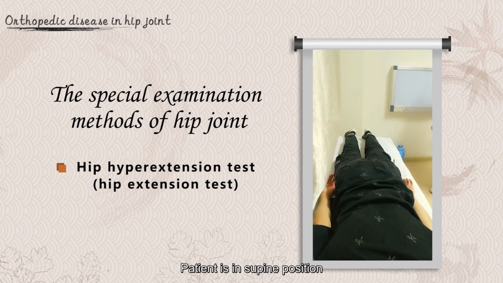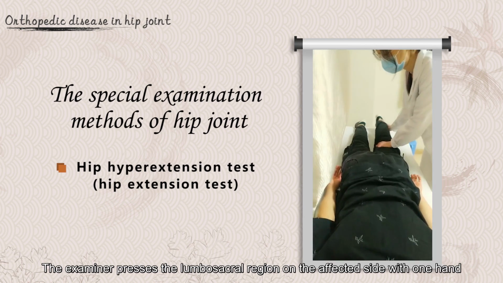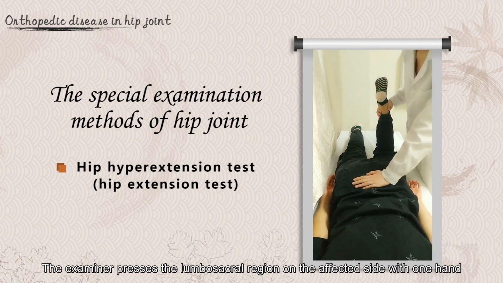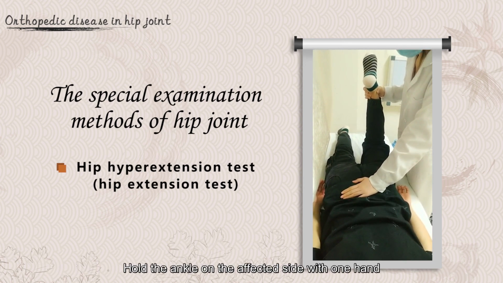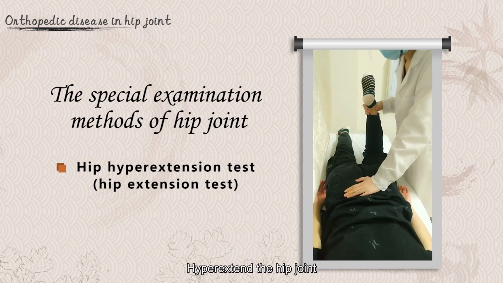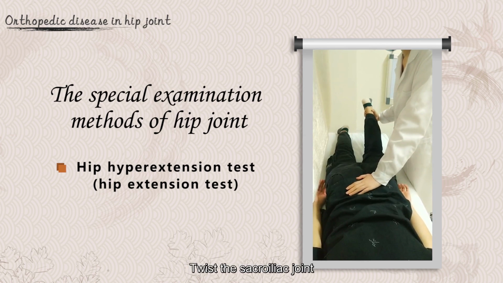Hyperextension test. The patient is in prone position. The examiner places one hand on the lumbosacral region on the affected side. Hold the ankle on the affected side with the other hand and flex the knee on the affected side by 90 degrees, then straighten and lift it upwards. Hyperextend the hip joint and twist the sacroiliac joint. In case of pain, the test is positive. Indicates lesions of the hip or sacroiliac joints.